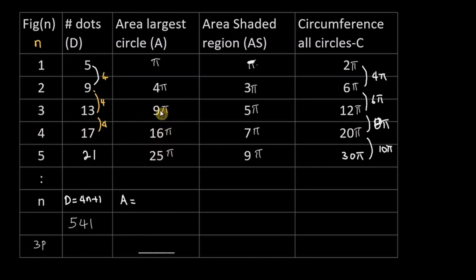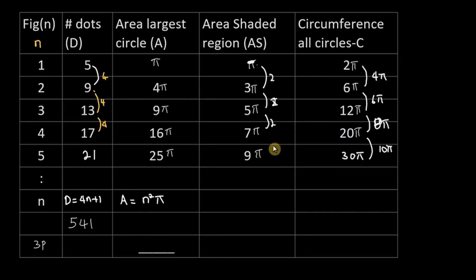So we can see a square relationship here just by observation. So we can write A then is equal to n squared pi. Let us look for the relationship for the shaded area, which is this area here. So we are going up by 1, then 3, and 5. So we're going up uniformly by 2. So we know the rate of increase is 2.